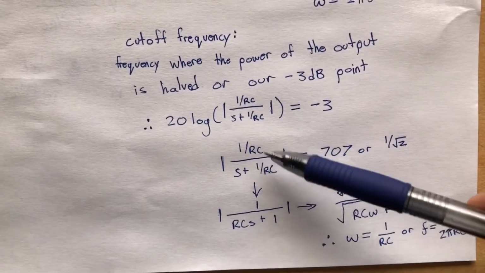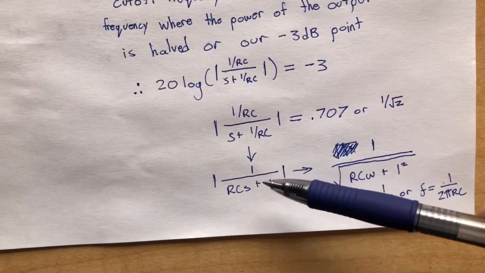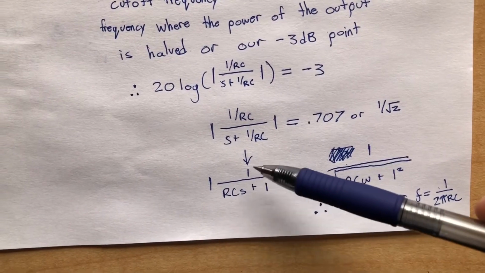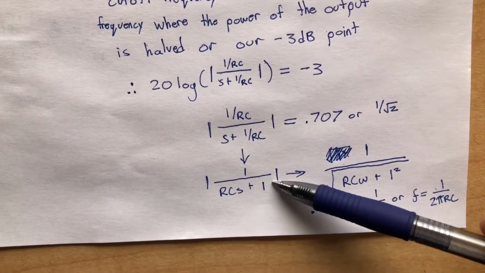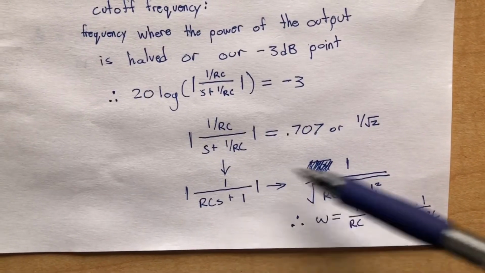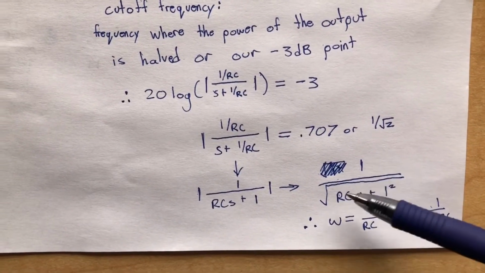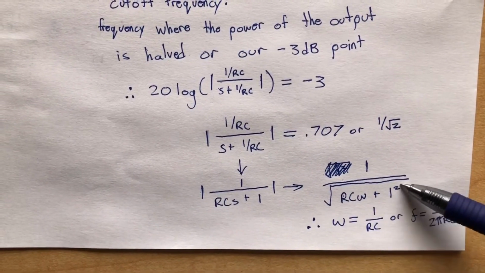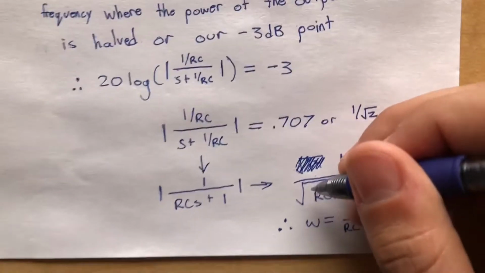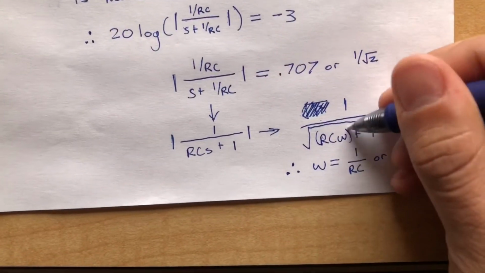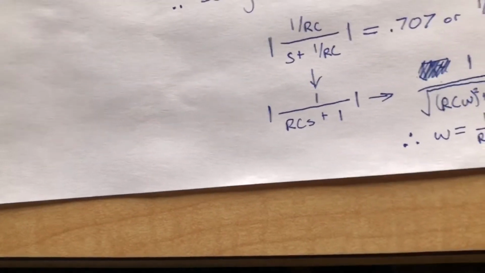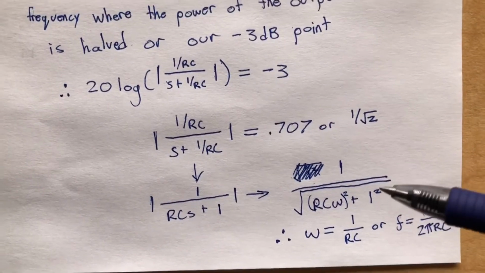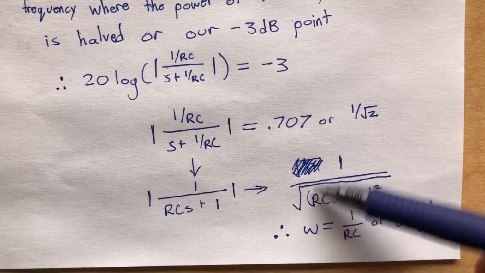So then what I do is I take the gain equation from before, I use some algebra so that it's easier to calculate. So then I get 1 over RCS plus 1. The magnitude of this is going to be 1 over root of this plus this squared. Actually, I need to put a squared there. Then through some algebra, I have to figure out how to make this 1 over square root 2.